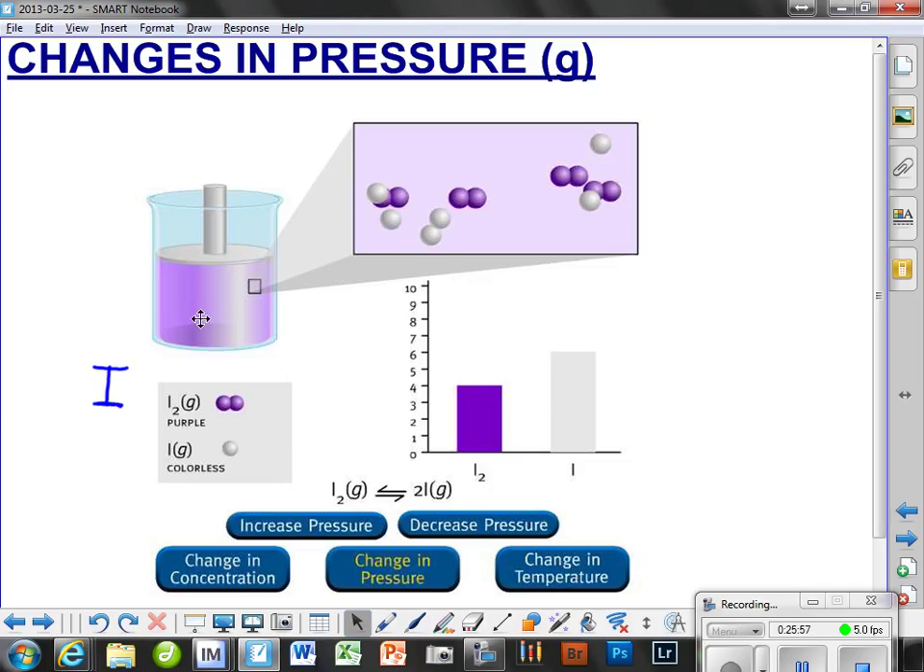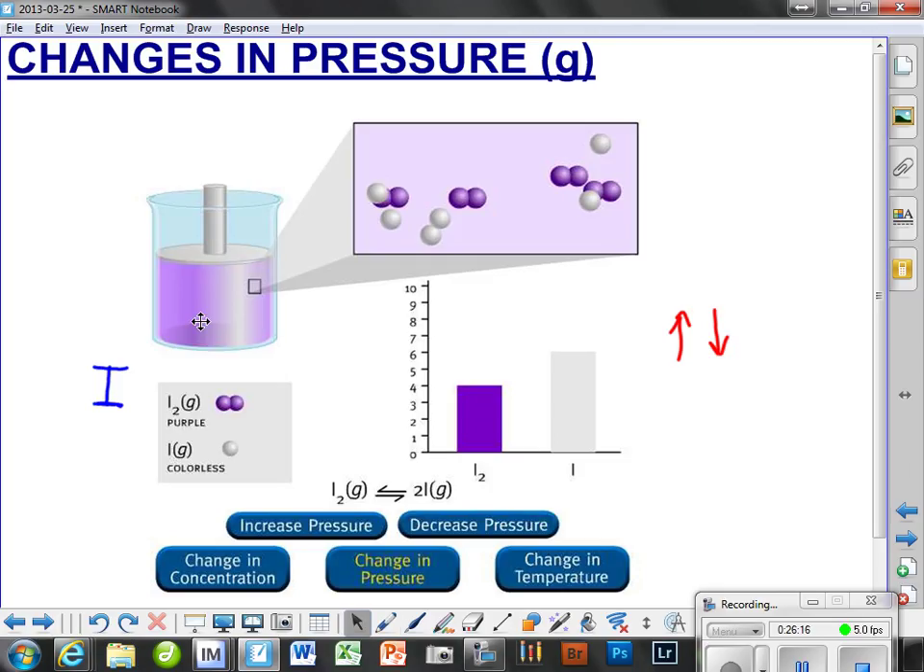Okay, so putting it down decreases the volume, doesn't it? So when we decrease the volume, we increase the pressure. It is an inverse relationship. And inverse relationships are like this. One goes up, the other goes down, right?